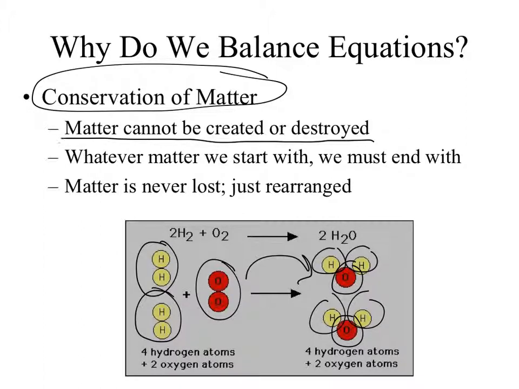All the matter we have on this planet is already here. We can't get rid of it. We might not be able to see it anymore, but we can't get rid of it. So we have to balance equations in order to show that matter and mass is conserved. So another way to say that is whatever matter we start with, we have to end with.